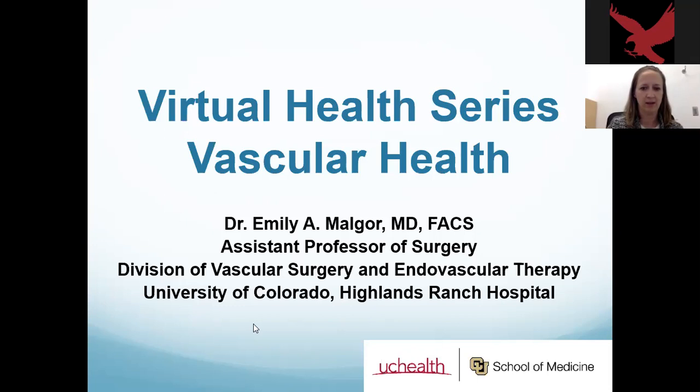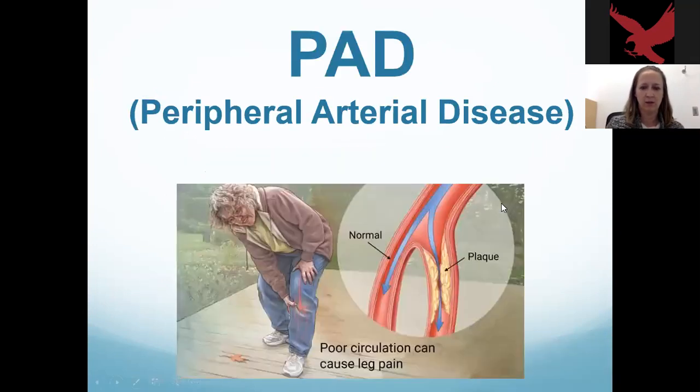Go ahead and advance. So we're going to start with PAD. This is often described as PAD in patients' charts, and it's a very non-specific way of saying you've got potentially some blockages in your arteries. Typically, when we see the words peripheral arterial disease, we're only talking about flow to the extremities, not the other issues with returning blood to the heart.